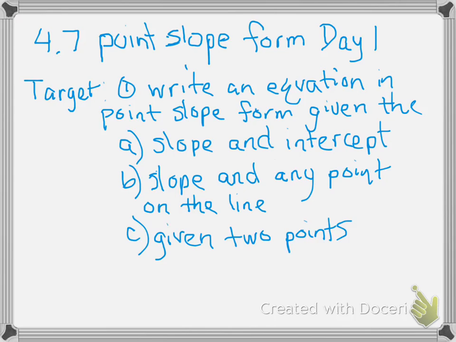So you've got one target, but 3 different entries into that target. So you're going to learn how to write an equation in point-slope form. And you're going to learn how to write it from being given the slope and the y-intercept. You're going to learn to write it from slope and any point on the line, and then also from just given 2 points. So go ahead and pause this and write this down.